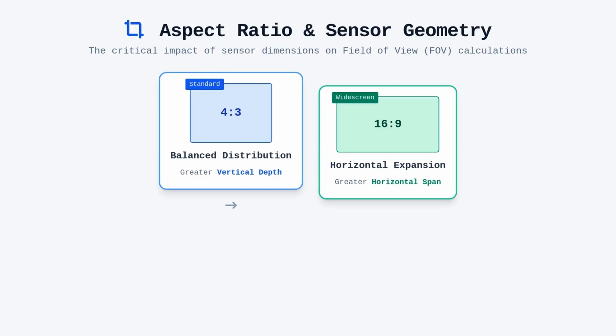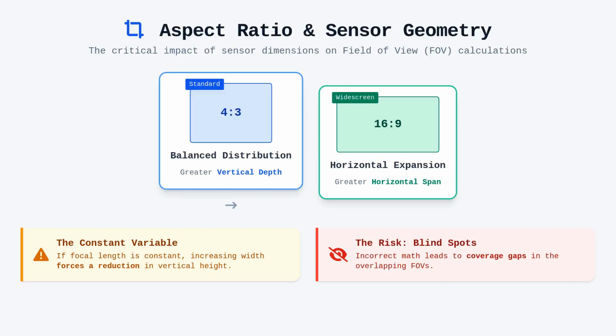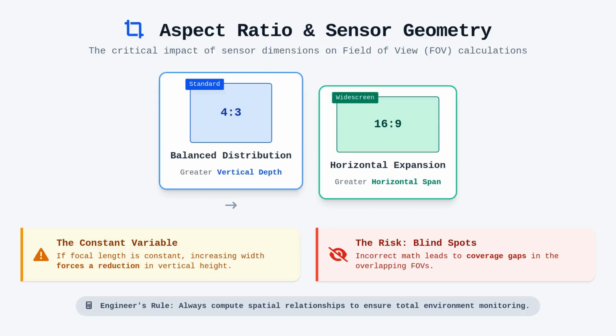If you are calculating the coverage for a wide area, transitioning to 16:9 might provide a greater horizontal span, but it simultaneously forces a reduction in vertical height if the focal length remains constant. Engineers must account for these geometry changes to ensure that the resulting image does not suffer from unexpected blind spots. Failing to compute these spatial relationships often leads to gaps in coverage where the physical environment is not adequately monitored by the overlapping FOVs.